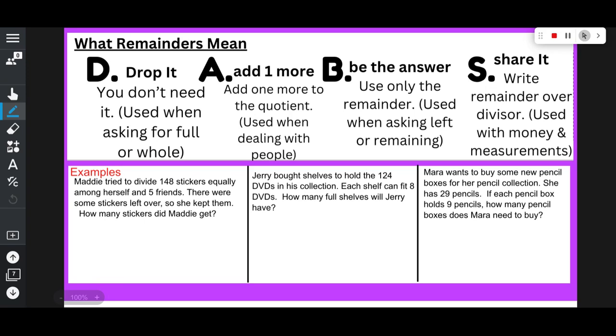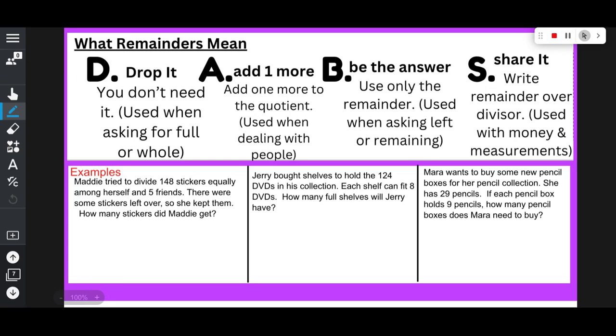So you're going to make it into a fraction. How many were left over out of how many you were dividing by? This is used in money and measurements. In money, we might turn it into decimals though. Let's take a look at these examples.